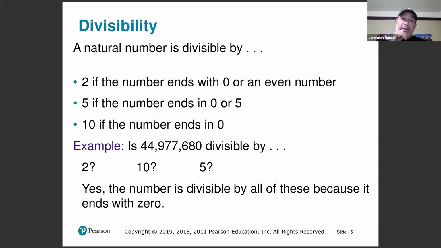Let's check. Consider the number 44,977,680. Is it divisible by 2, 5, or 10? Well, it ends in a 5 or a 0, and so it's divisible by both 5 and 10. And since it also ends in a 0, that's divisible by 2, so it's divisible by all three of these numbers.